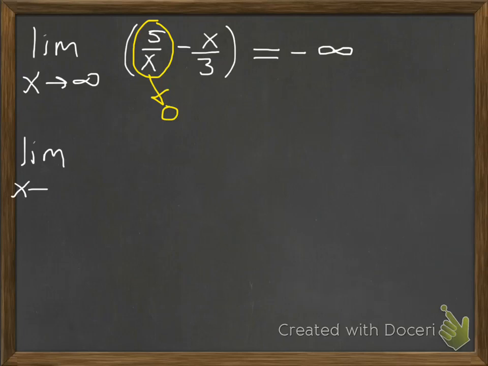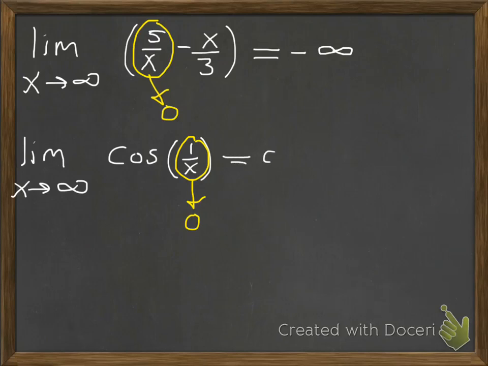Okay. Let's look at the limit as x goes to infinity of cosine of 1 over x. Again, that 1 over x is essentially going to 0. It's getting as small as we want. And pause the video. You all should know what the cosine of 0 is. I don't have to keep asking you. You should know this. It's 1. Okay.